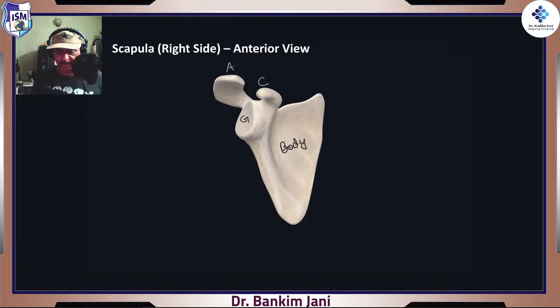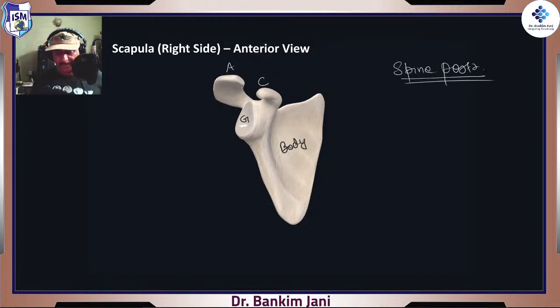In case of scapula, as we know, the spine is always posterior, right? And this glenoid is always lateral because the humerus would be connected. But these 2 points are more than enough to figure out whether it is right side or left side, right? No confusions, no worries at all.